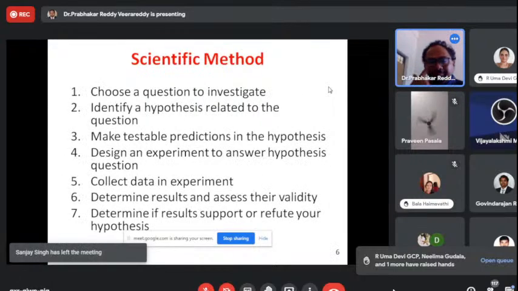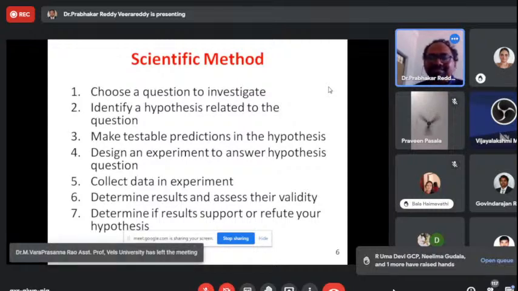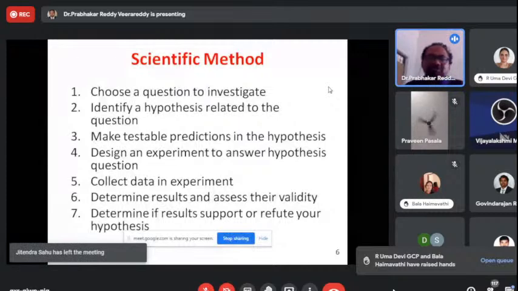So I'm giving different steps. First, you should choose a question to investigate, identify hypothesis, make testable prediction, design an experiment, collect data, determine results, determine if results support or refute your hypothesis. That is the main concept here.